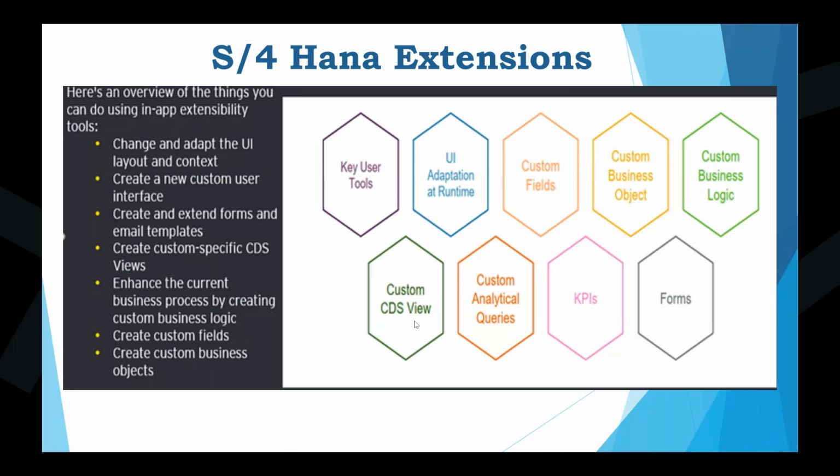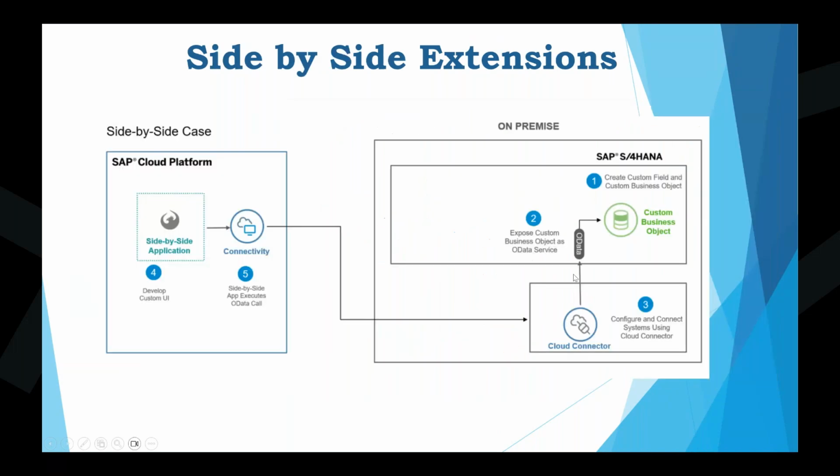This is part of my training. Next, side-by-side extensions. Everyone is talking about side-by-side extensions when you're on BTP. What is it? Suppose you have an on-premises system, whether it is SAP or non-SAP, it doesn't matter. You have used custom fields and custom business objects and expose the custom business object as an OData service. Through Cloud Connector, you are exposing your OData service to your BAS, the Business Application Studio in BTP. So this is one use case called side-by-side extension.